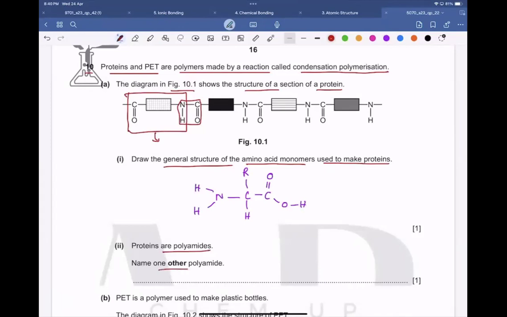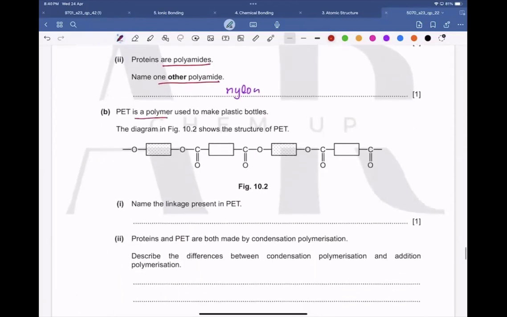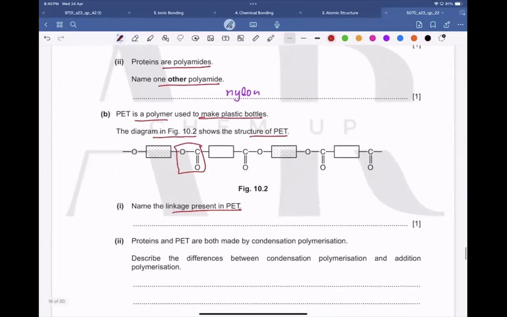Proteins are polyamides. Name one other polyamide. Yes, who can recall one other polyamide? It's very easy. There are two polyamides only. Yes, very good. It's nylon. Now, PET is a polymer used to make plastic bottles. Okay. Figure 10.2 shows the structure of PET. State the linkage present in PET. So which linkage is this? Very good, Heather. Very good, Rahim. No, you can't make the box over there for amino acid because it's the monomer. In this monomer, we can't. Okay, yeah. So it's an ester, right?